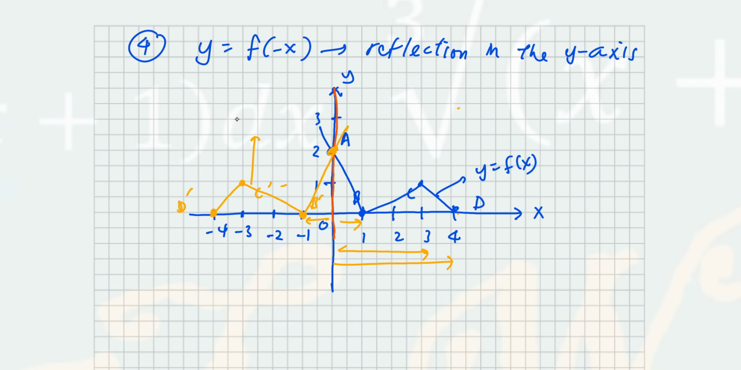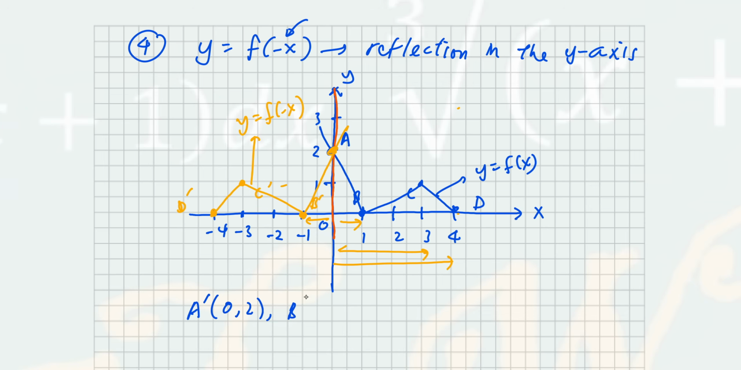So this will be my y equals f of minus x, and the corresponding points. So A prime. Now, it is a reflection in the y-axis. You see the x has been changed to negative x. So which means now (0, 2) remains, because 0 times negative is still 0.